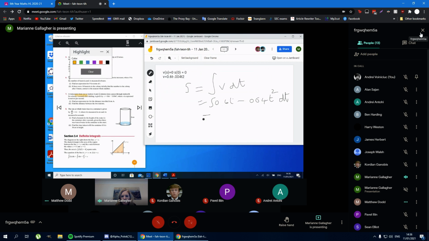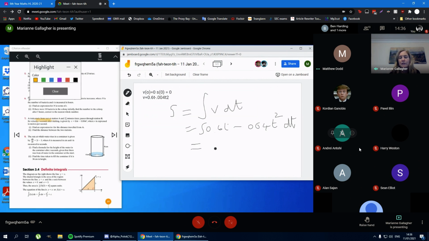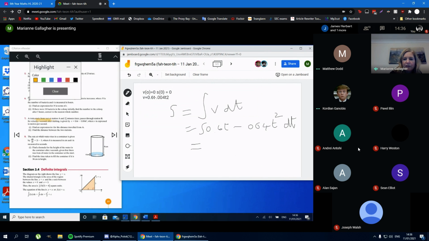So when I integrate 0.6t, what am I going to get, Gordian? 0.6 t squared over 2. Yeah. So that's going to be 0.3t squared. So I'm just dividing. Sorry, points don't come out very well in this. Okay. Then that's 0.004. That's going to be over 3. So minus 0.004 over 3 times t cubed plus c.